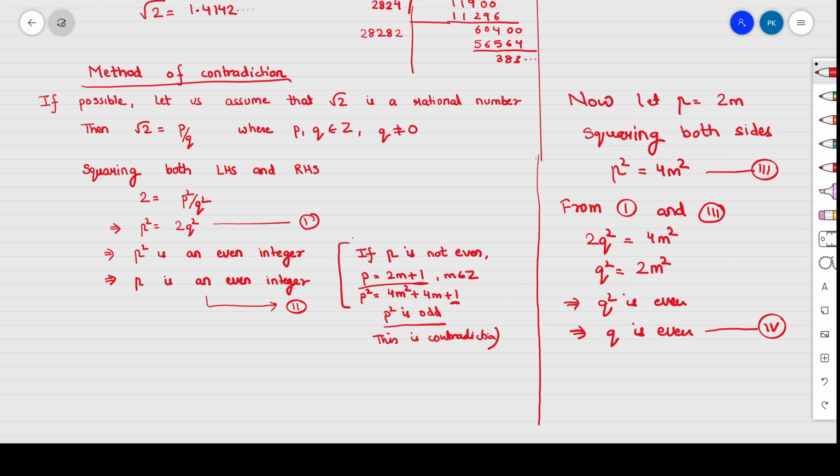From 2 and 4, what do we find? From 2 and 4, we find that p is even, q is even, so they have a common factor. P and q have a common factor 2. If you remember, we have stated quite a few times that rational numbers are always in their lowest form and they cannot have a common factor. Hence, we derive that root 2 is not a rational number, it is an irrational number, and we obtain it with the help of the method of contradiction.